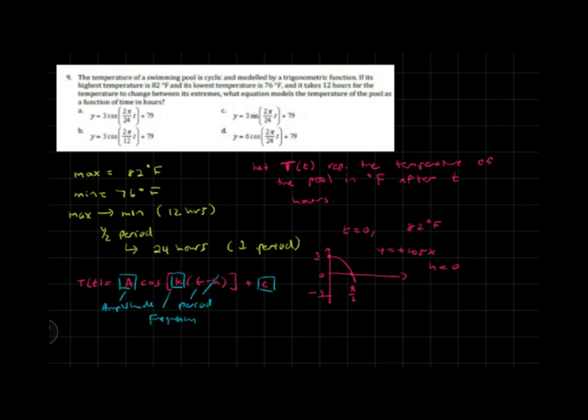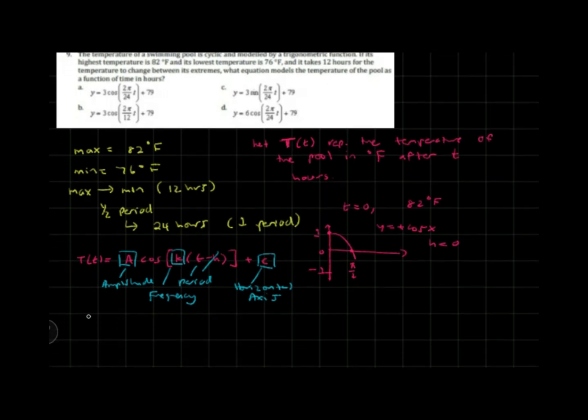You might see different variables. These are just the variables I commonly use. And then this C here is the horizontal axis. Okay, so let's start with the amplitude.